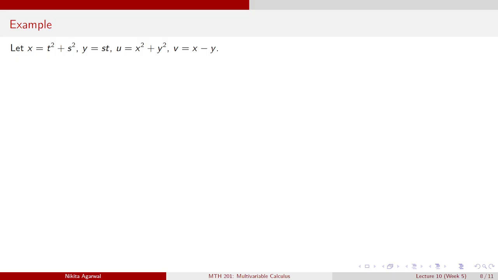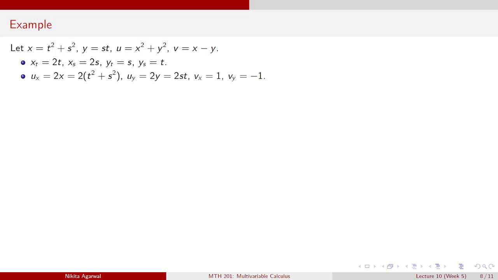Let us look at this example. x is a function of t and s, y is a function of t and s, and u and v are functions of x and y. So you can do one thing where you substitute x as a function of t and s, and y as a function of t and s, in both u and v. Then u and v will become functions of t and s, right? That's one way of looking at it. But let us use chain rule.